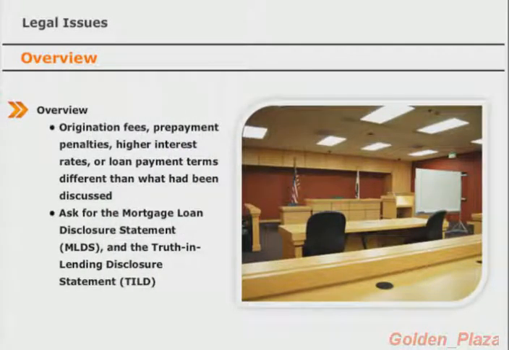Not surprisingly, there are legal issues involved with getting a home loan. Often, borrowers go in to sign mortgage loan documents and find their mortgage loan is not the one they negotiated. Suddenly, there are origination fees, prepayment penalties, higher interest rates, or loan payment terms different than what had been discussed. In order to prevent surprises in your home loan and to compare lenders and mortgage products, always ask your lender for 2 key documents: the Mortgage Loan Disclosure Statement, or MLDS, and the Truth in Lending Disclosure Statement, or TILD.